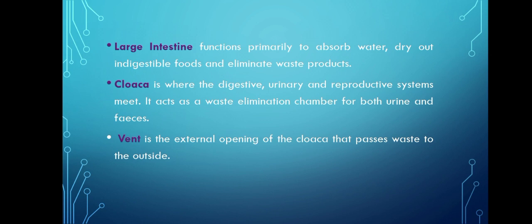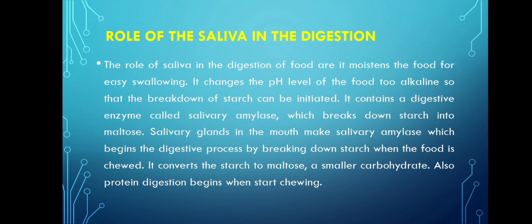The cloaca is where the digestive, urinary, and reproductive systems meet. It acts as a waste elimination chamber for both urine and feces. The vent is the external opening of the cloaca that passes waste to the outside. Now, the role of saliva in digestion. The role of saliva in the digestion of foods is to moisten the food for easy swallowing.